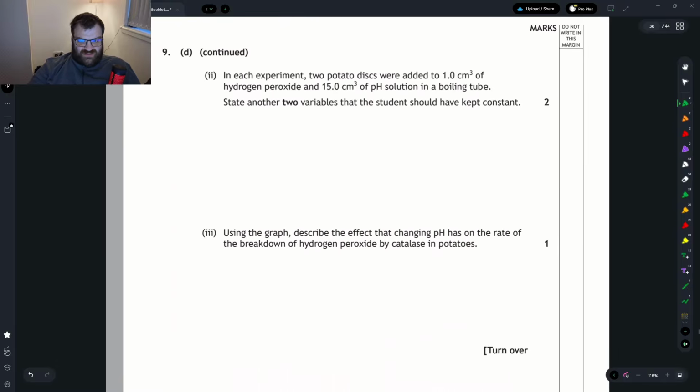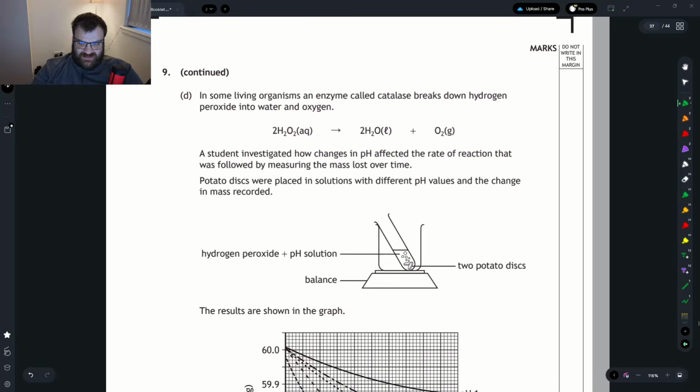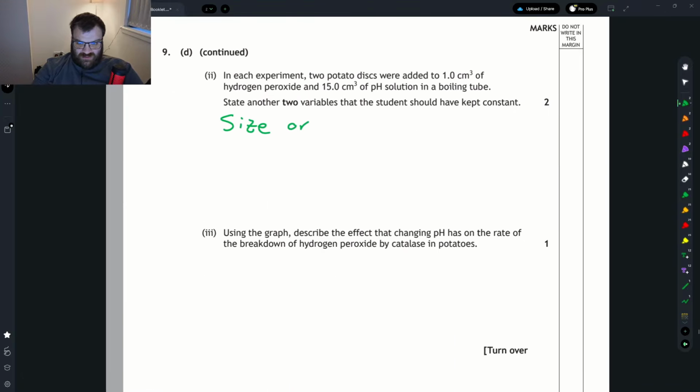In this next one, we're asked to compare 2 experiments. 2 potato discs were added. What to keep constant for that? Well, the number of discs is the same, but the size or mass of the potato discs, that affects surface area and also how much of the catalase was in it. Does it tell you it's catalase? It does tell you. Size or mass of discs. That'd be 1. Either, like, one of them counts for that. They tell us the volume, but they don't tell us the concentration. And that would be concentration of hydrogen peroxide.